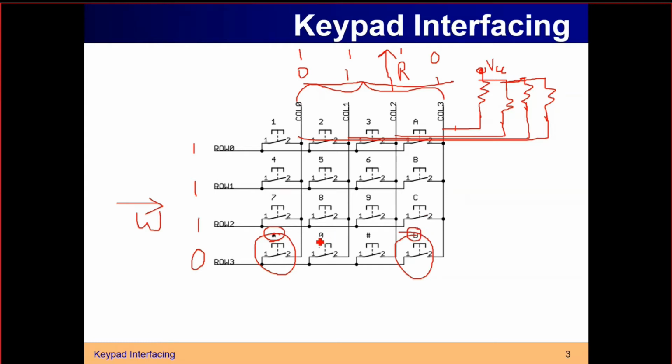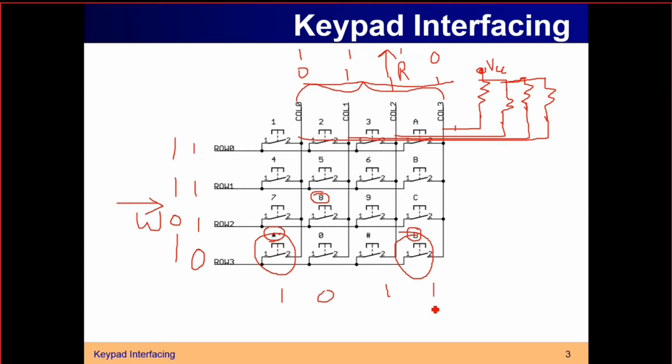Right. So this is how you are scanning one row. Then how will I scan the next row? I will write 1, 1, 0, 1. That means I am making this line low. Then I will read the value. Again, if nothing is pressed, you will get all 1. If, say, 8 is pressed, what will you get? Column 1 is connected to row 2. So what will you get? 1, 0, 1, 1.